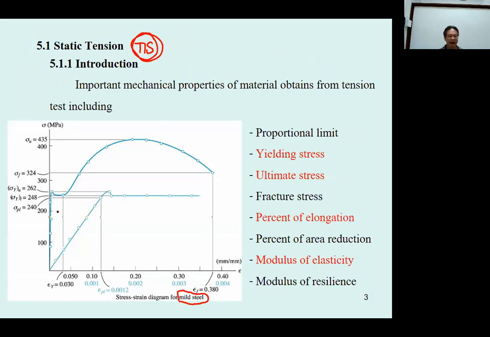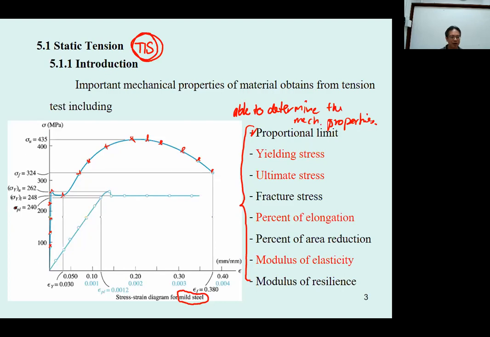Okay, and by doing this, we do the tension test, and we will do it in all kinds of the TIS. And when you do this, you will get the stress-strain diagram. This we discussed in chapter 4. We did discuss this in chapter 4. And at this point, you are able to determine the mechanical properties of this steel. How you determine the proportional limit, the value of 240, you should be able to do it.